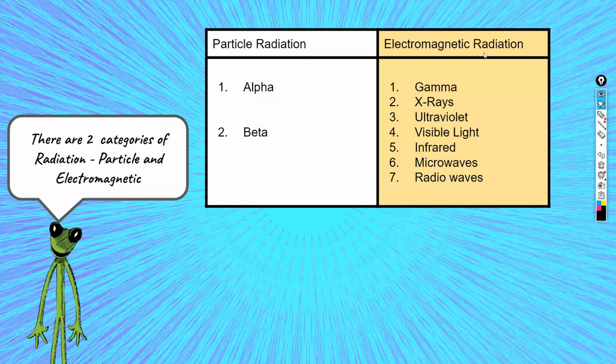All right, so let's talk about the different types of radiation. Now, there are two categories of radiation. Whenever you talk to a student about radiation, because they saw so many TV shows and movies, when you ask a student to name a type of radiation, the only type they seem to come up with is gamma.